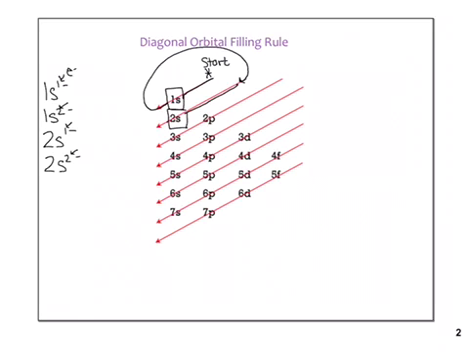So to keep going, you would again follow the arrows through, loop back around to the next red line, follow it down, and your next energy level and orbital that would be filled would be 2p, and then it would be a 1.